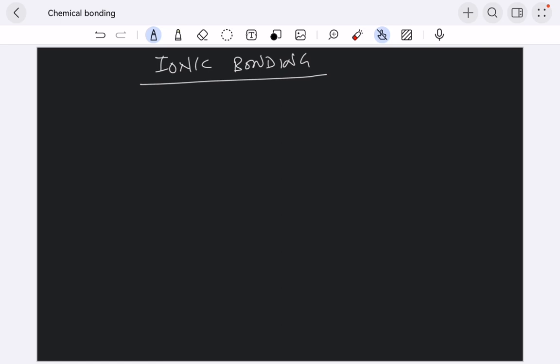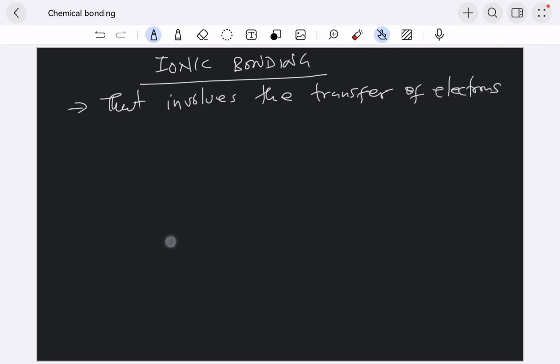So what is ionic bonding? Ionic bonding is a type of chemical bonding that involves the transfer of electrons from a metal to a non-metal.